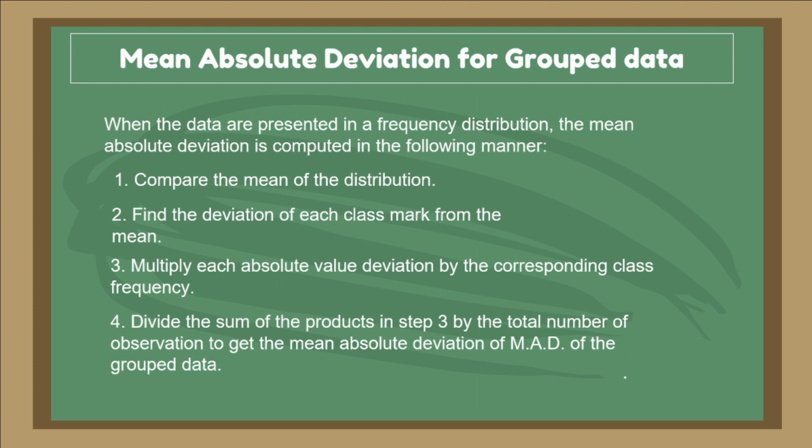Let us now proceed to mean absolute deviation for grouped data. When the data are presented in a frequency distribution, the mean absolute deviation is computed in the following manner. Number 1, compute the mean of the distribution. Number 2, find the deviation of each class mark from the mean. Number 3, multiply each absolute value deviation by the corresponding class frequency. Number 4, divide the sum of the products in step 3 by the total number of observations to get the mean absolute deviation, or MAD, of the grouped data.